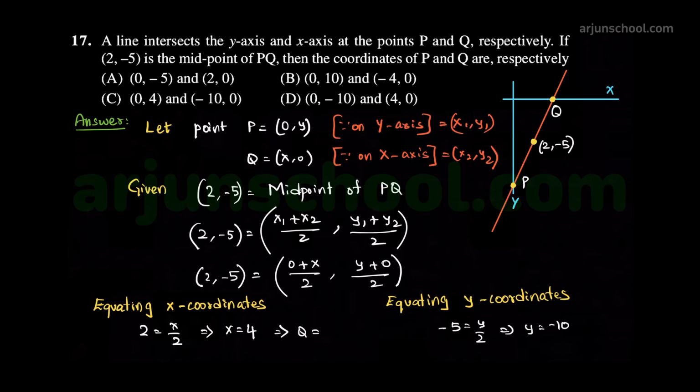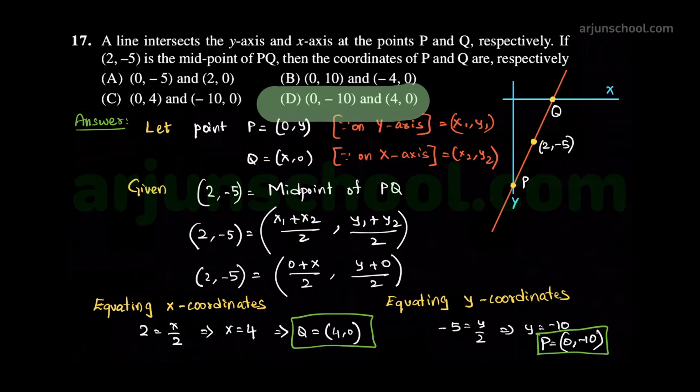x is equal to 4. That implies Q (x, 0) is equal to (4, 0). y is equal to -10. Therefore, P (0, y) is equal to (0, -10). And we have to find the points P and Q in the options: (0, -10) and (4, 0) is option D. Therefore, option D is the right answer.